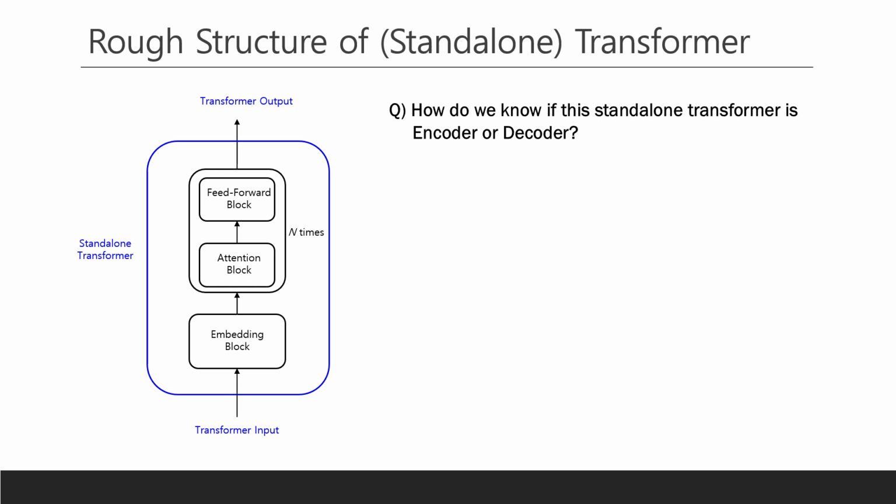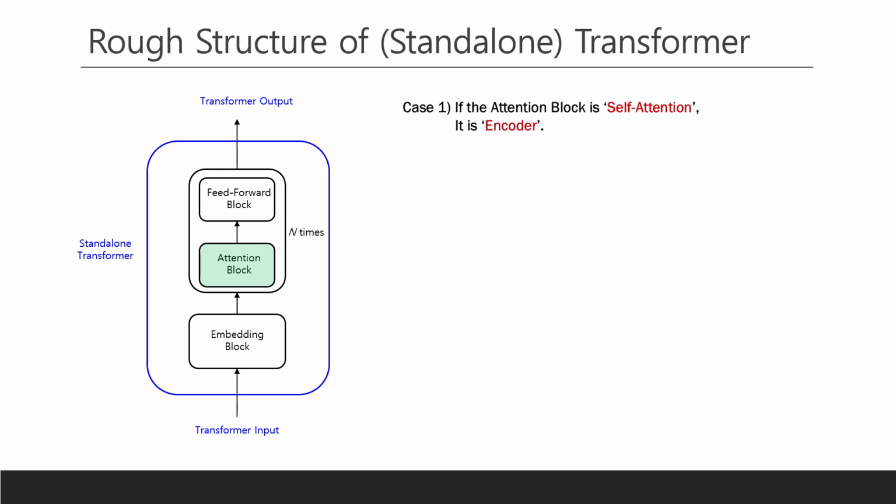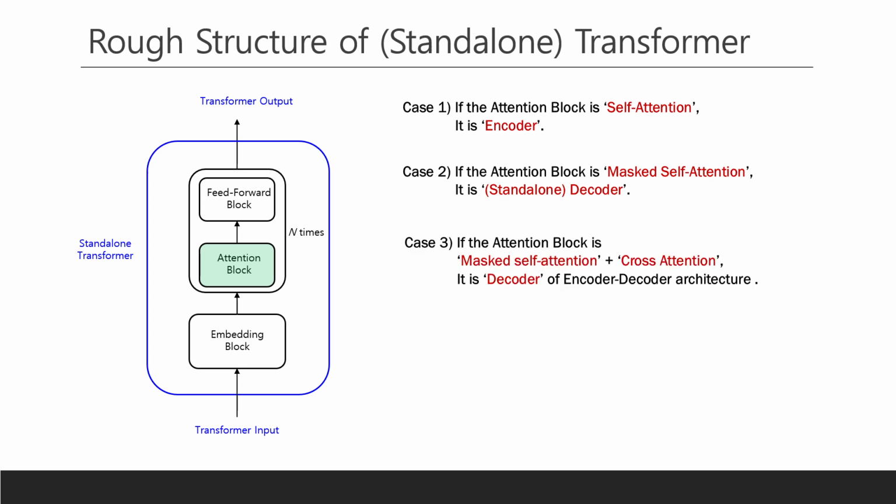Here's a key question. How can we tell if a transformer is an encoder or a decoder? The secret is hidden inside the attention block. By inspecting what kind of attention it uses, we can figure out exactly what type of transformer we're looking at. If the attention block uses self-attention, it's an encoder. If the attention block uses masked self-attention, it's a standalone decoder. Finally, if the attention block combines masked self-attention and cross-attention, it's the decoder in an encoder-decoder setup.